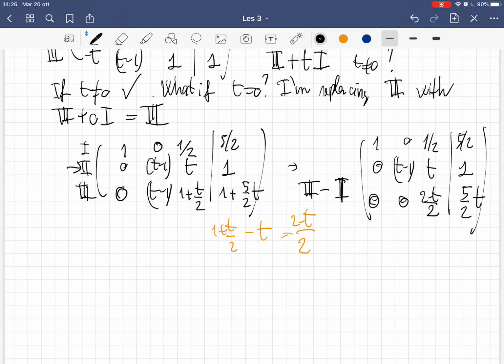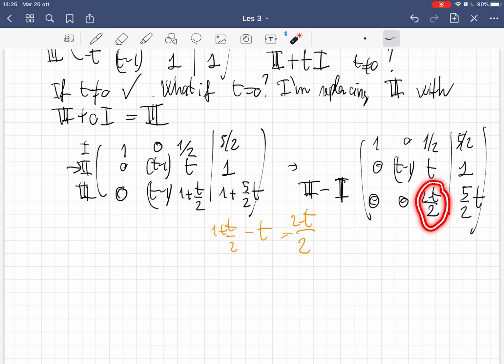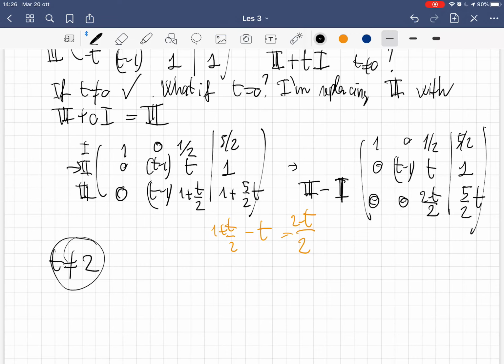And so now we are in a nice situation where this matrix is triangular. So we would like just to have ones here. So now we actually have to make some assumptions. Namely, we want to divide by 2 minus t here, for example. So first assume that t is different from 2.